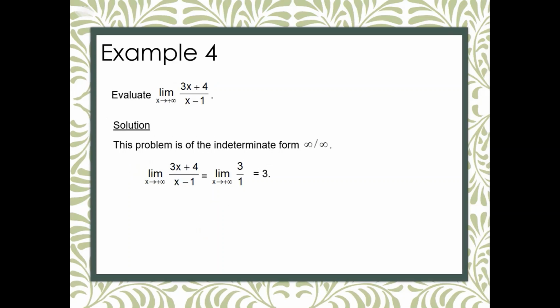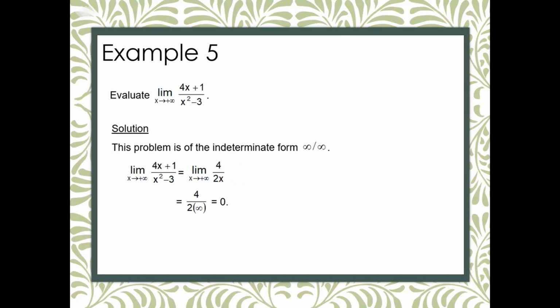Proceed with example 4. By direct substitution, it leads to the form of infinity over infinity. Differentiate 3x plus 4 is 3, and differentiate x minus 1 is 1. Limit of 3 over 1 is equal to 3.